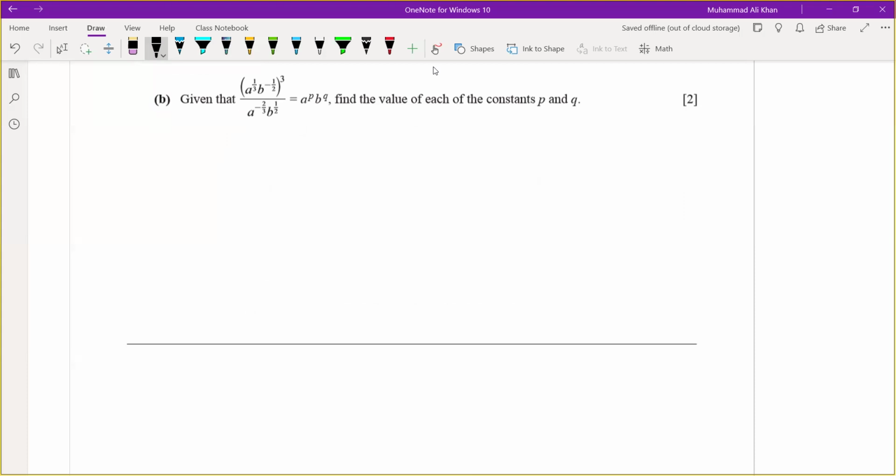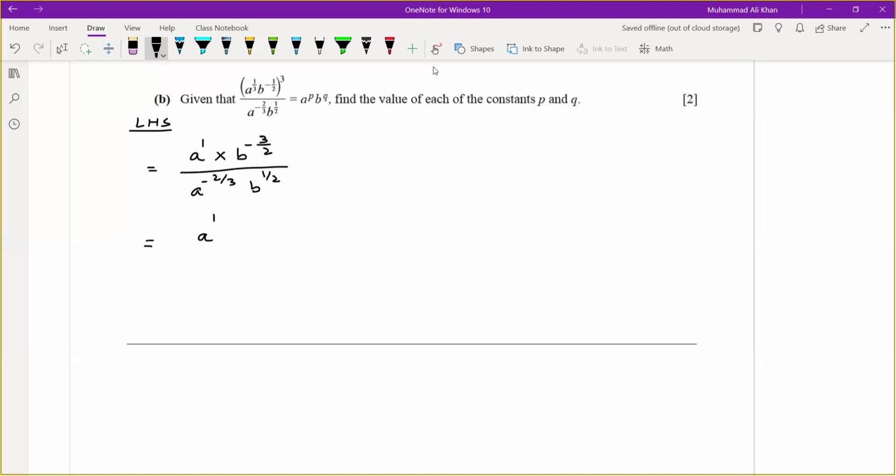तो न्यूमिनेटर में होल पावर 3 है, 3 से मल्टीप्लाई करवाएंगे a की पावर 1/3 और b की पावर -1/2 को, तो we will get a power 3/3 is 1 multiplied by b power -3/2 divided by a power -2/3 and b power 1/2. I'm just working on the left hand side, converting the left hand side into the right hand side. So now this will be a power 1.